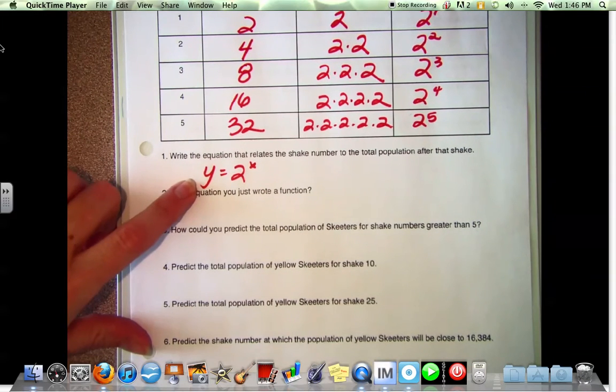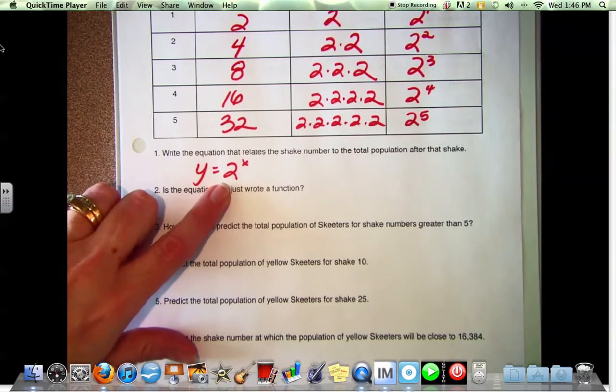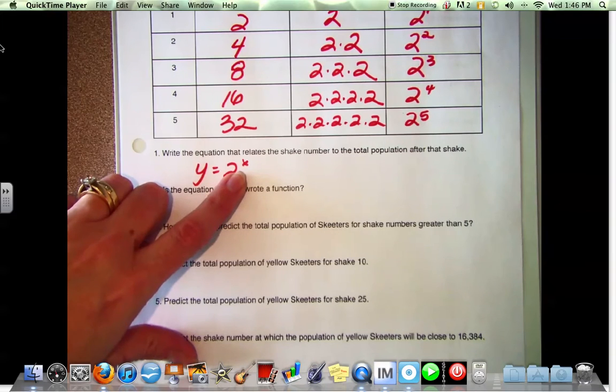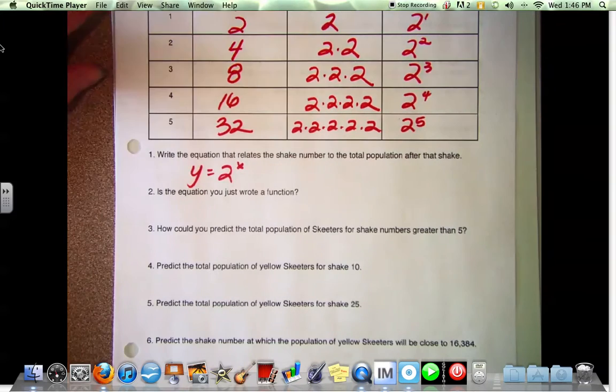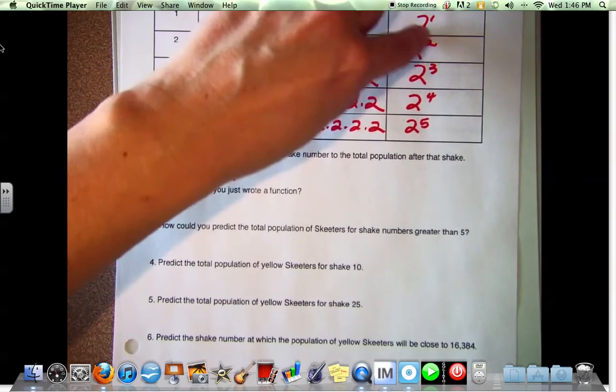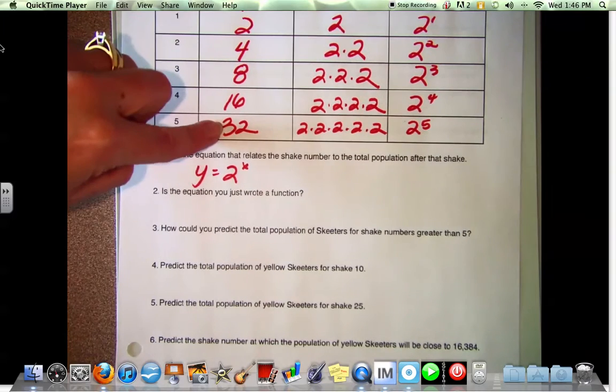We get our total population from the y. This is the factor that it's growing by. And this is what's changing, the shake number. Okay? Shake number changed each time here, which gives us a different population.